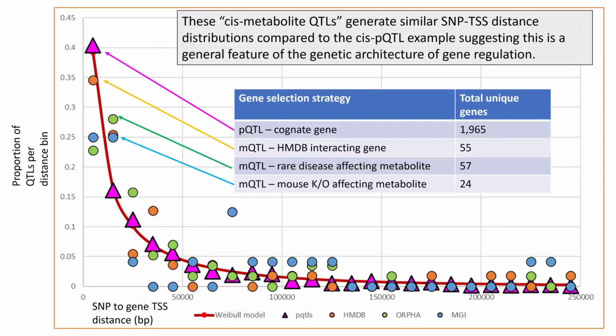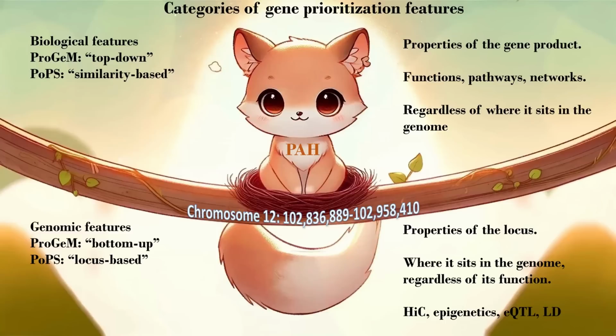Okay, so I'm going to pause on this figure and walk through it because I spent a lot of time on it. Here's where, again, I got to play with our generative AI, because this makes several of the points that I think we will come back to. As I've thought about the types of information, the sources of information I use when I think about whether a gene or protein is causal for a trait, I think they fall into these two categories. In the ProGem paper, we describe these as top-down and bottom-up. And in the POPs paper, Week's paper, they talk about similarity-based and locus-based. I think they map here.